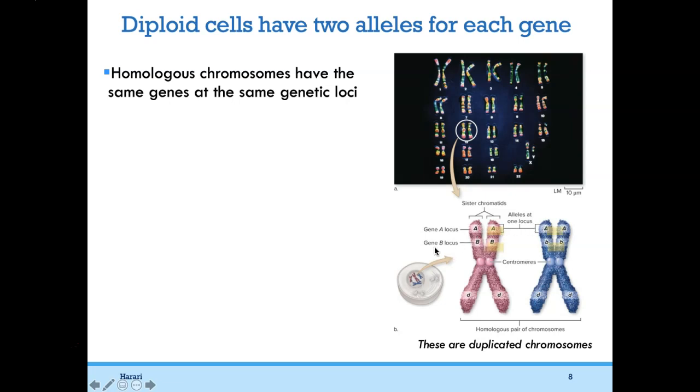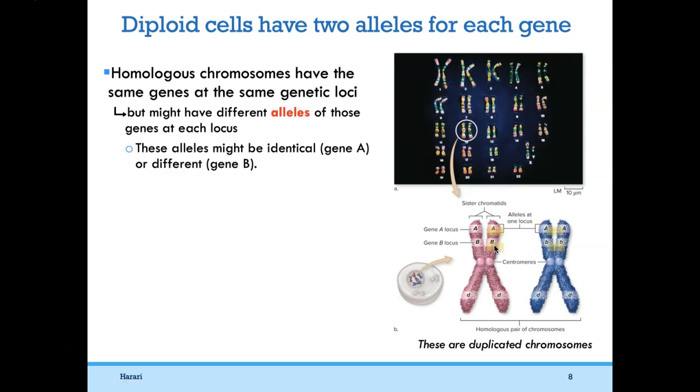At the gene B locus, we see that dad is giving the little b allele, where mom is giving the big B allele. So whereas big B and little b are the same gene, they're different alleles, they're different versions of that gene, right? So in the case of B, we see that there are different alleles of gene B at the gene B locus.